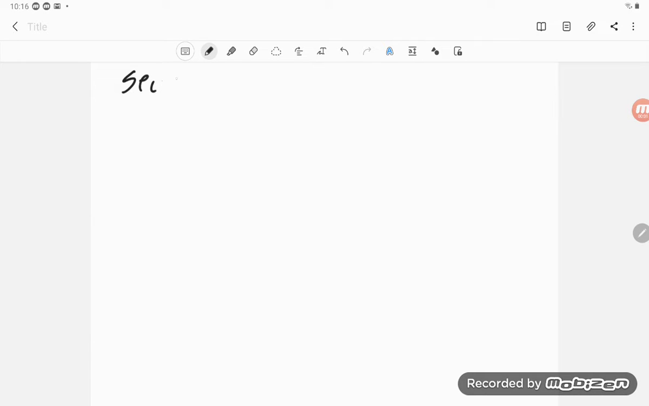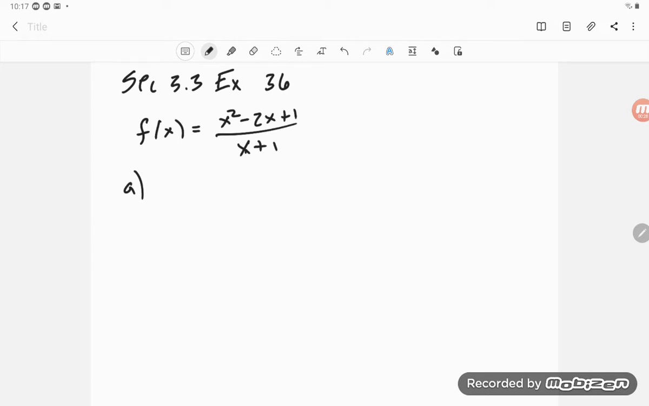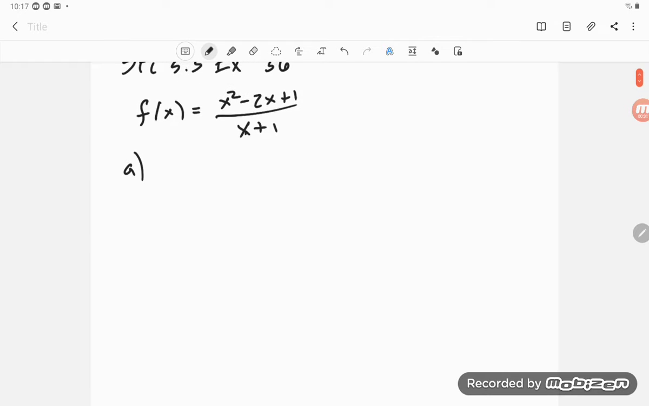Okay, this is section 3.3, exercise 36. So here we're given a function f of x is equal to (x squared minus 2x plus 1) over (x plus 1), and we are asked to find the critical numbers. This is more applying the first derivative test. So I'm supposed to find the critical numbers.